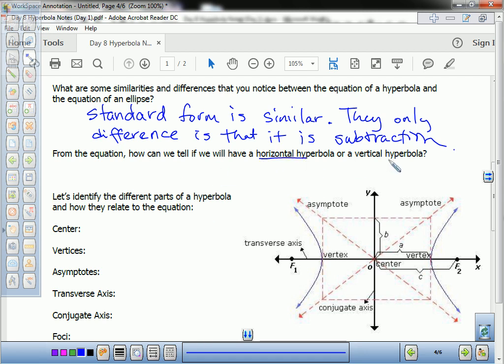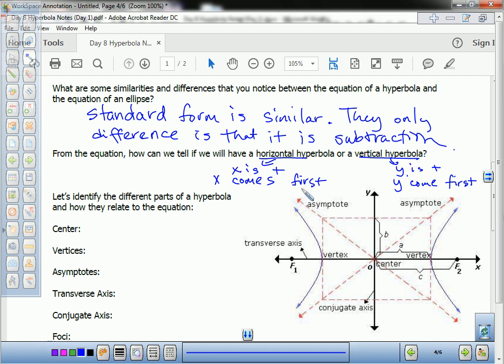Okay, so how do we tell if it's horizontal versus vertical? What did we just say? With horizontal, the X is positive. With vertical, the Y is positive. Because it's positive in standard form, the X comes first. Because it's positive in standard form, the Y, when it opens vertically, comes first in the equation. Now, if I gave you an equation that wasn't in standard form, the X may not be first when it opens horizontally. You might have to do some work and determine which one comes first.